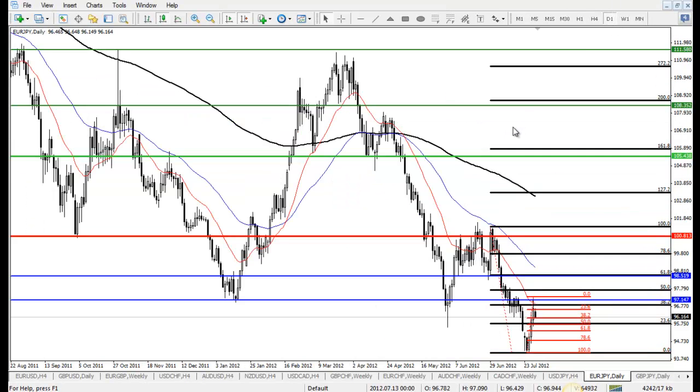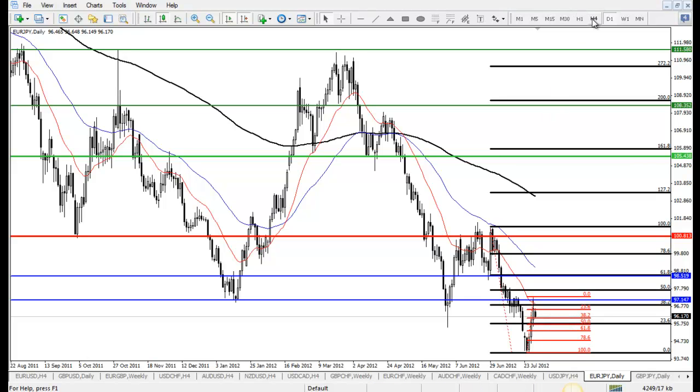If you can see on the larger picture on the daily chart, you can see this 5-wave rally. We're in the 5th wave currently. We've had a wave 1, 2, 3, and we're currently in the wave 4 position.